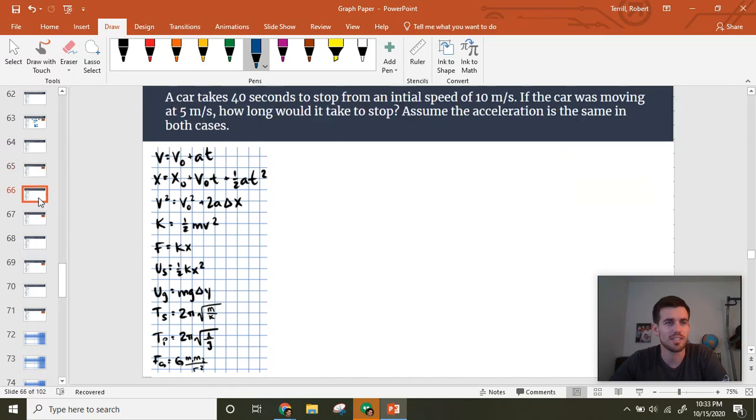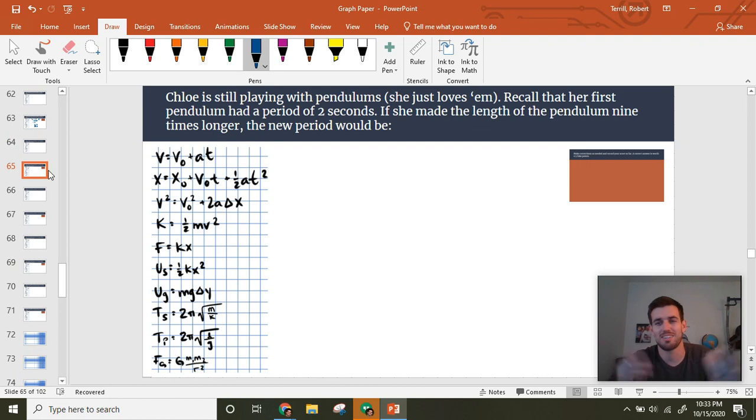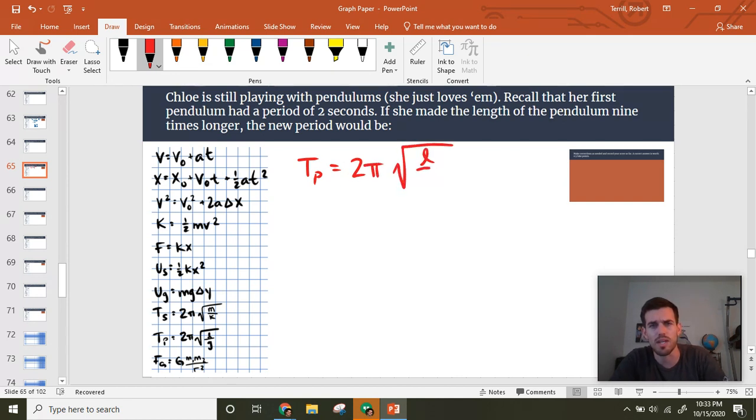Wait, for some reason I feel like I'm on the wrong slide there. All right, well, this is the slide I'm on. Okay, so let's look through this one. Again, this is the period of a pendulum. I don't know why, but often when I'm doing things involving periods, I just use a red marker for no reason at all. So let's just use this red one right here.